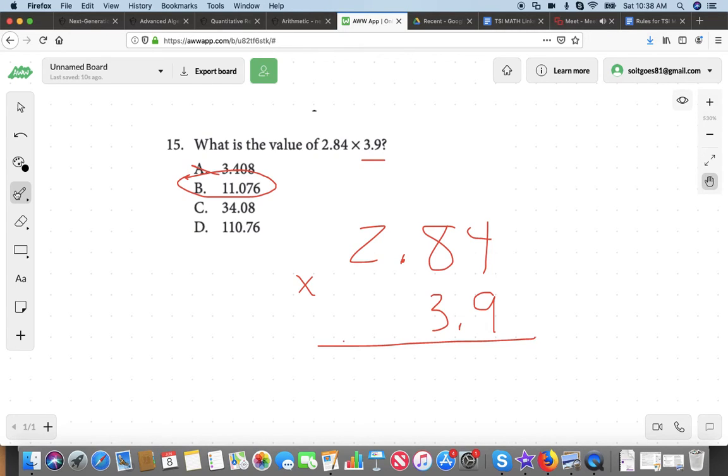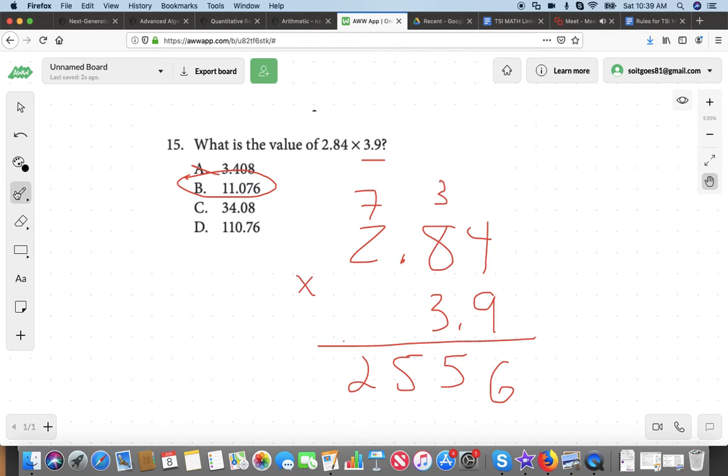All right, so 9 times 4 is what? 36. So 6, carry the 3. And then 9 times 8 is what? 72. Yep, 72 plus 3 is 75. So we put 5 there, 7 here. And 9 times 2 is what? 18. 18 plus 7 is 25. I'm not worried about decimals yet. We're going to get to that.